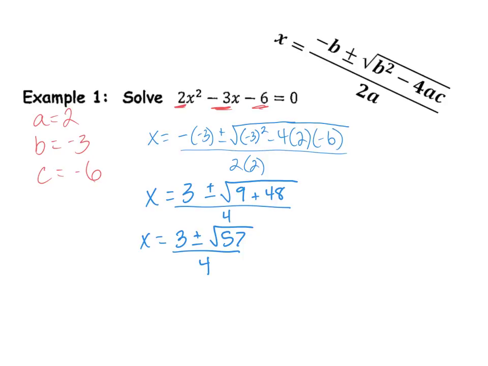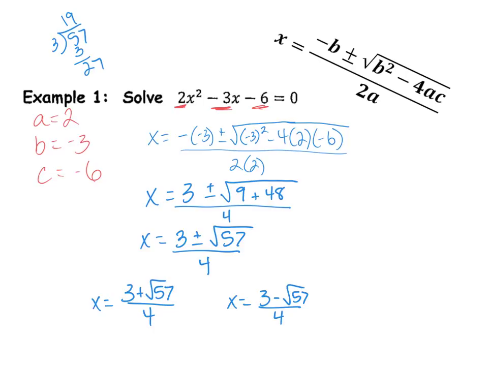Are there any perfect squares in 57? Well, 3 goes into 57. Yep, 3 goes into 57. So let's just see. Oh, but 19, that's lame. That's not going to work. Okay. So actually, your answer is done. Now, let me get a calculator. If you truly, truly cared, I will happily have you leave your answer just like this, because basically what it means is you're going to have two answers: 3 plus radical 57 divided by 4, and 3 minus radical 57 divided by 4. Okay? Now, let me do radical 57 on my calculator.